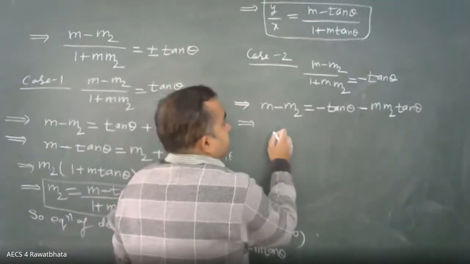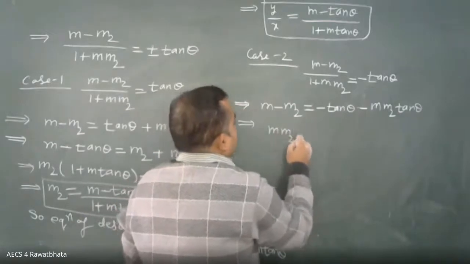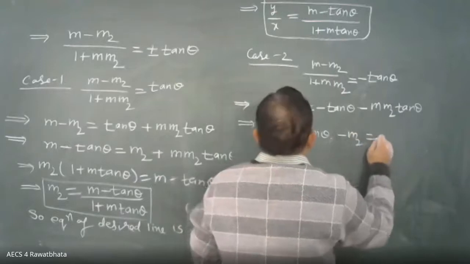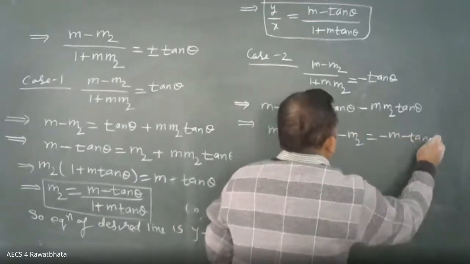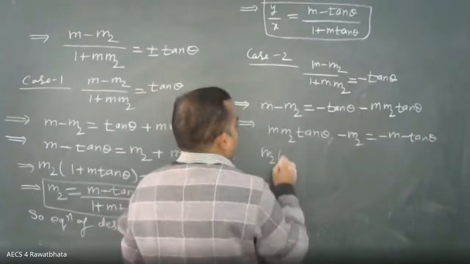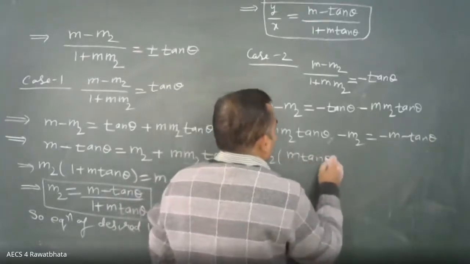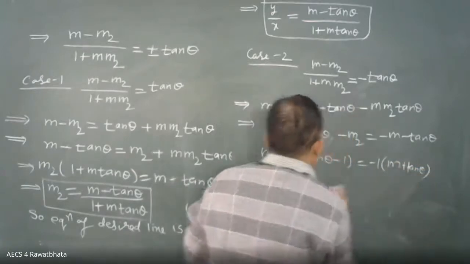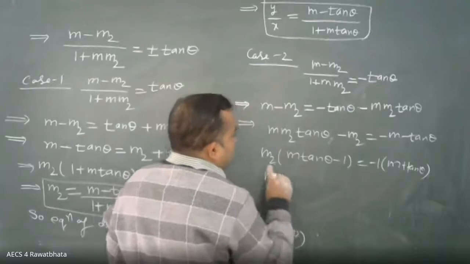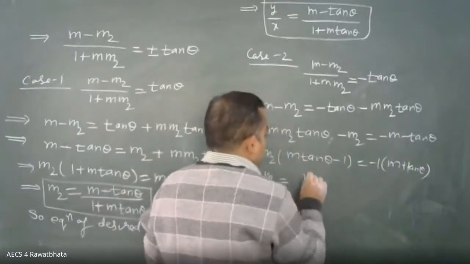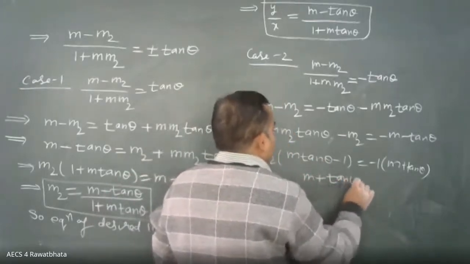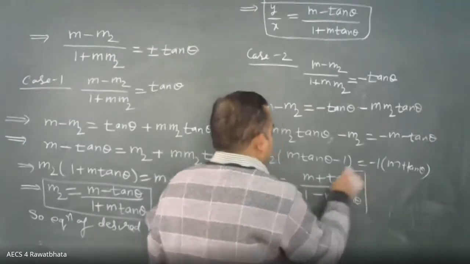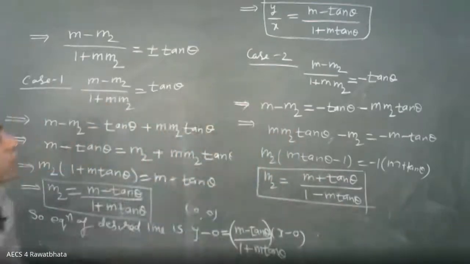So m m2 tan theta minus m2 is equal to minus m minus tan theta. m2 common, m tan theta minus 1 is equal to minus common m plus tan theta, which means m2 is equal to, mixing the minus into the denominator, m plus tan theta upon 1 minus m tan theta. So here I have got m2.